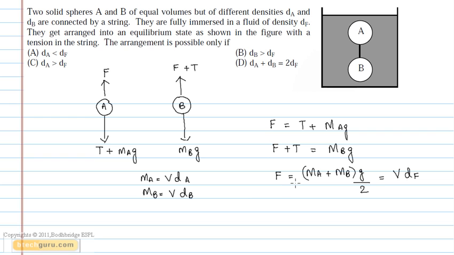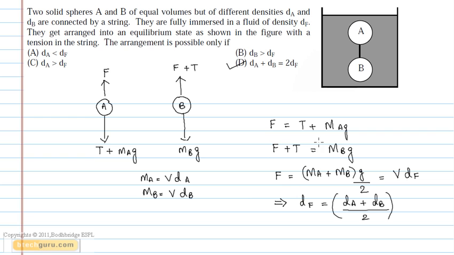Substituting the values of MA, MB and F in this equation, we get dF is equal to (dA plus dB) upon 2. Therefore, option D is correct.